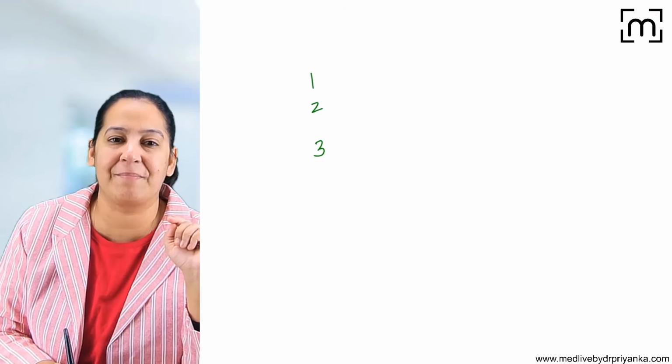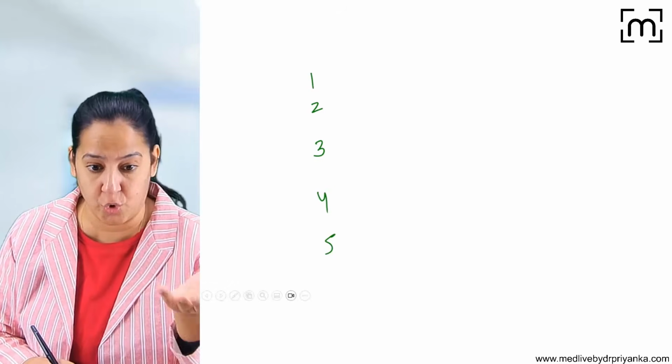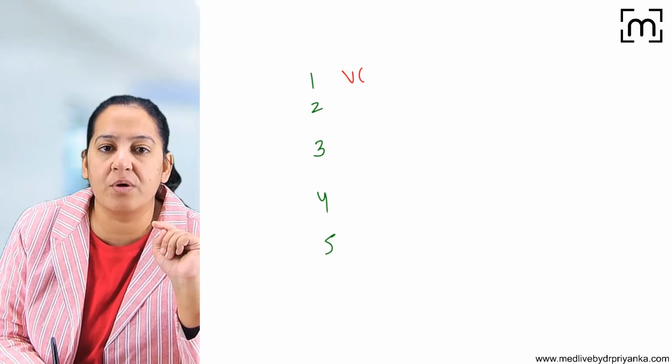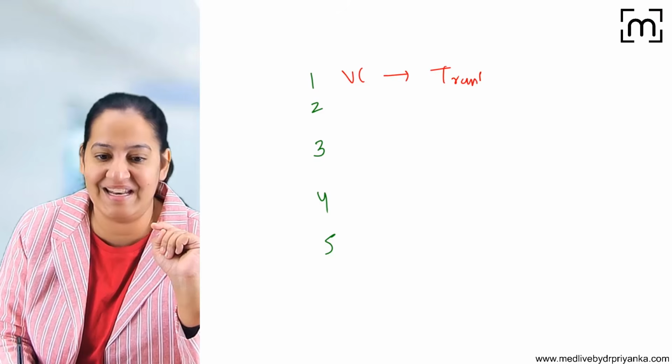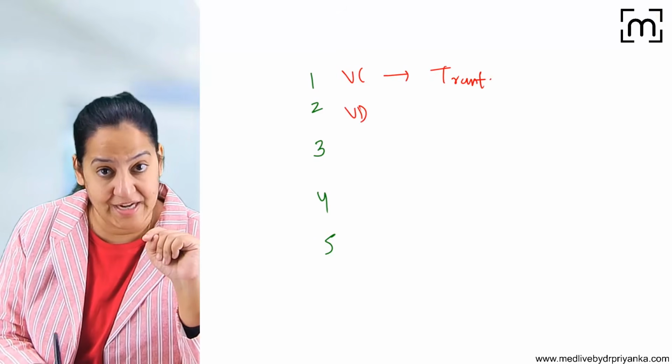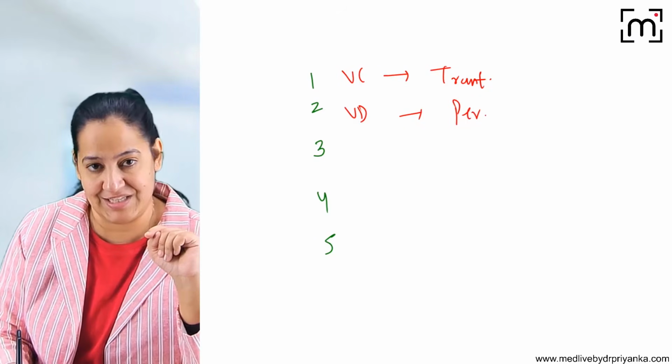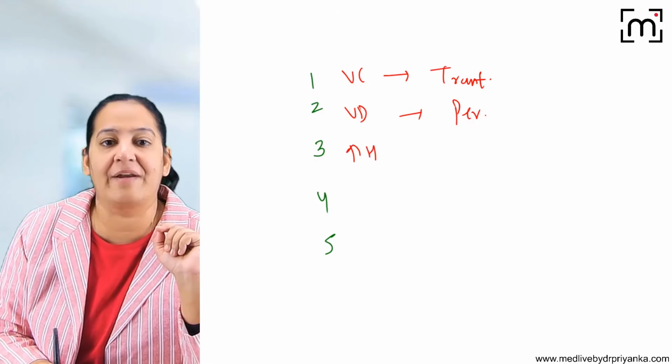So till now, out of the 5, 3 are done. Step number 1, step number 2, step number 3 is done. 4 and 5 still to go. So step number 1 is vasoconstriction, which is transient in nature. Step number 2 is vasodilation, which is persistent in nature. Step number 3 is increased hydrostatic pressure.